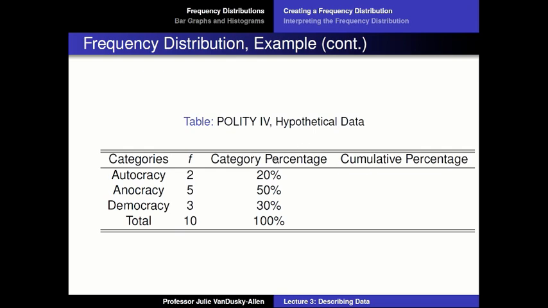Here, we added a column with the category percentage as the title. Then we add 20%, 50%, and 30% to the appropriate rows. And all of these values should add up to 100%.